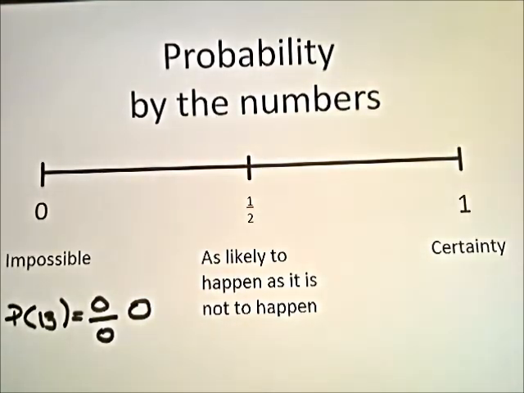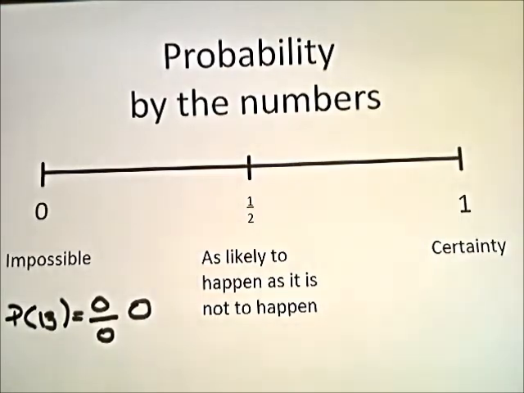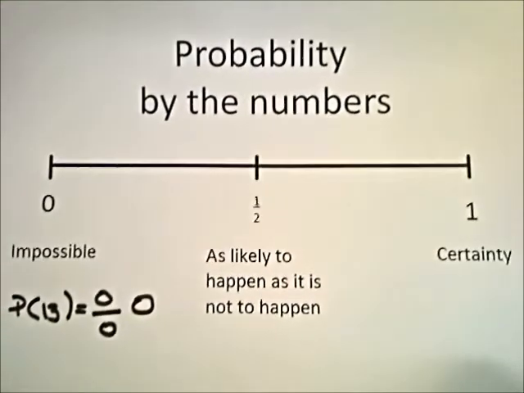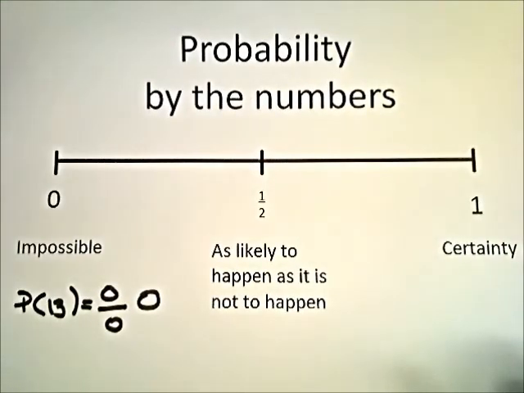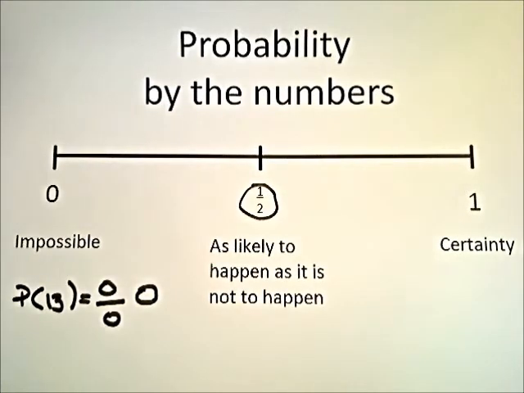If we find a probability of 1 over 2, it's just as likely that the event will occur as it is that it will not. So when flipping a coin that has a heads or tails, we know that you're just as likely to land on the heads as you are to land on the tails. So that would be written as 1/2.